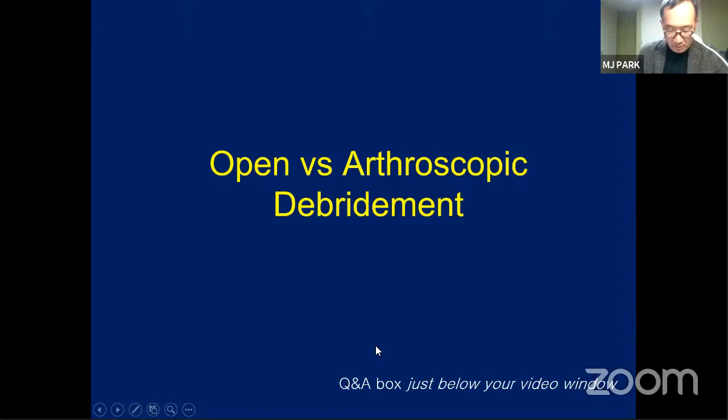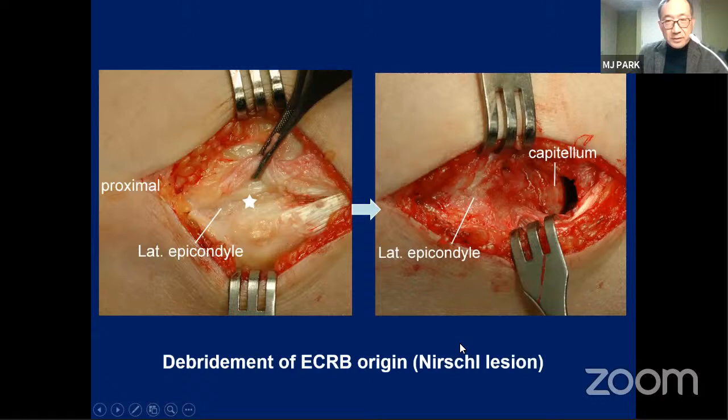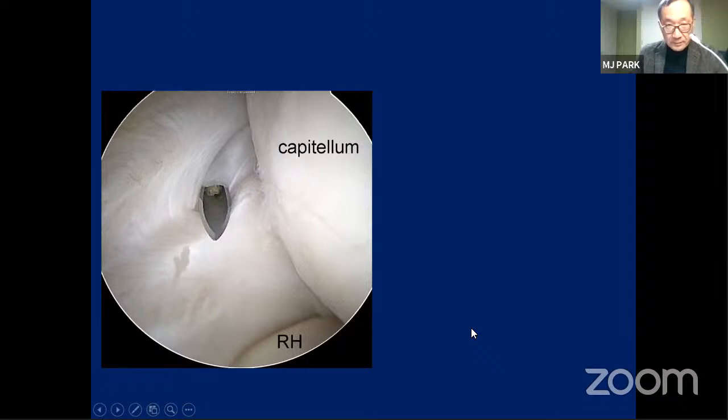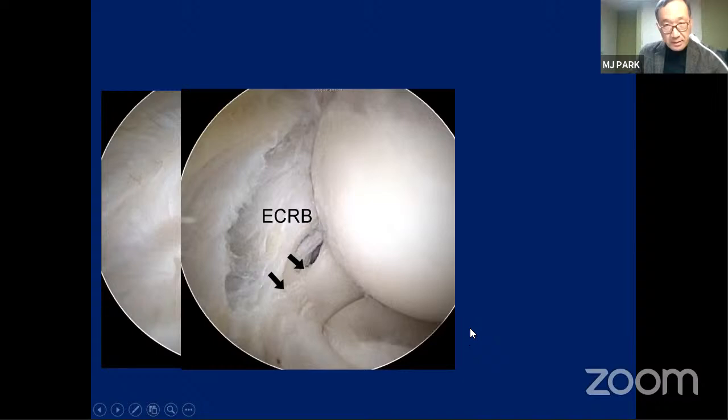So surgery is very, very simple. It is enough to excise the pathologic tendon. We can do it by open surgery, or we can use the arthroscope. Actually, I prefer the arthroscopy technique because it has several advantages of a minimal procedure while providing comparable clinical results to the open surgery.